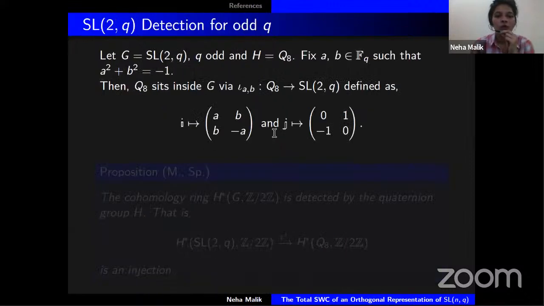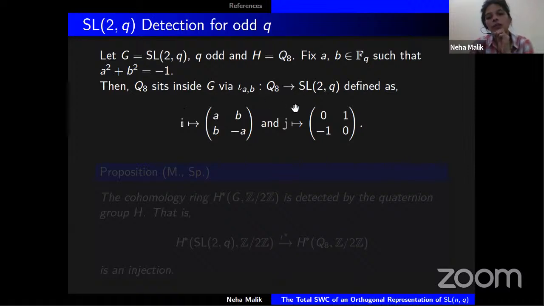Now next I want to talk about our work for SL2Q. First, let me say what we have got for SL2Q with Q odd. Here, let's set G to be SL2Q, Q odd, and then there is a copy of the quaternion group inside this G, and it appears like this. Fix any A, B in FQ such that this happens, and then Q8 sits inside SL2Q using this map.